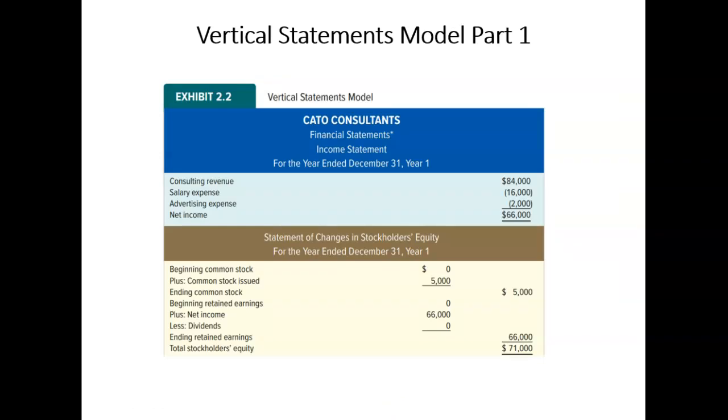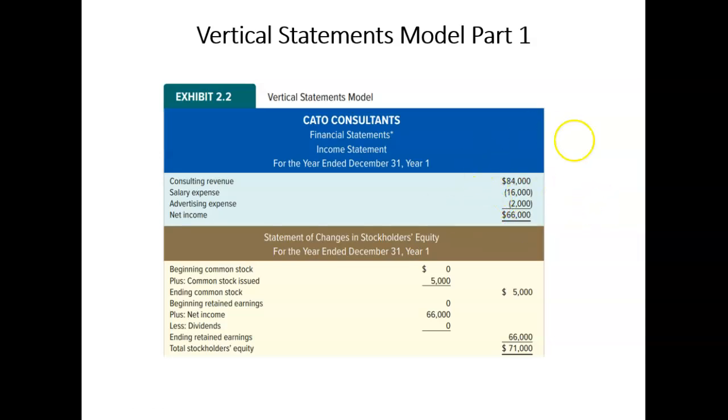Okay. Now, what we've been doing all along is showing the impact each transaction has on our financial statements. We're now going to put those all together. So overall, total revenue was $84,000. We had $16,000 in salary expense and $2,000 in advertising expense, which yielded a net income of $66,000. So the income statement shows your revenue accounts and your expenses. You subtract total expenses from revenue to get your net income or your net loss.